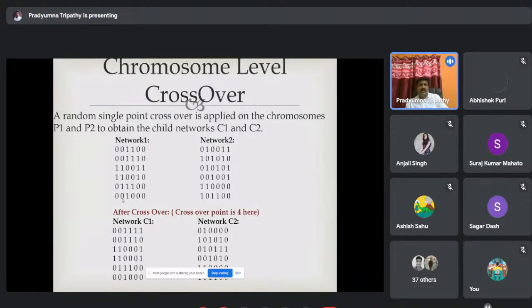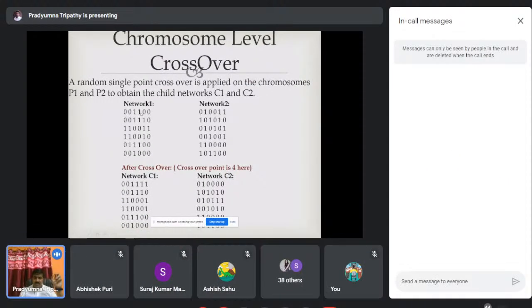The second one is the chromosome level crossover. The chromosomal level crossover is nothing but a crossover of two networks, network 1 and network 2. For example, this is network 1 and network 2. We have the crossover point as 4, suppose 1, 2, 3, 4. At this point we have a crossover. So the last two columns are exchanged with these two columns of network 2.